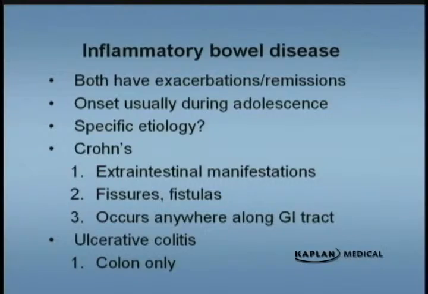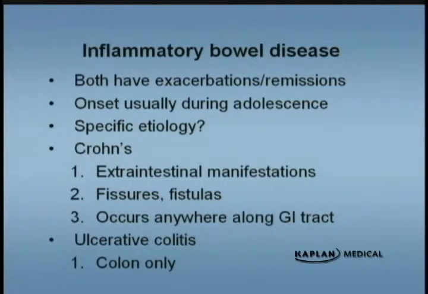We're going to spend a little bit of time now with inflammatory bowel disease. And inflammatory bowel disease is going to be broken down into two types. We're going to have ulcerative colitis and Crohn's disease. Both of them are characterized by exacerbations and remissions. The onset is usually during adolescence. We sometimes see it in younger children, but look for the adolescent age group.